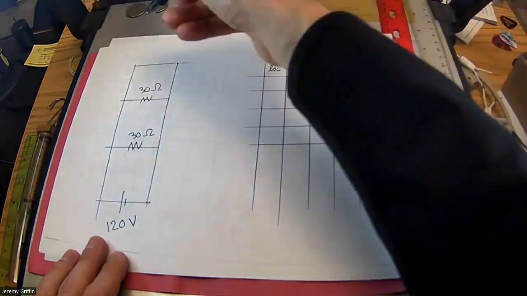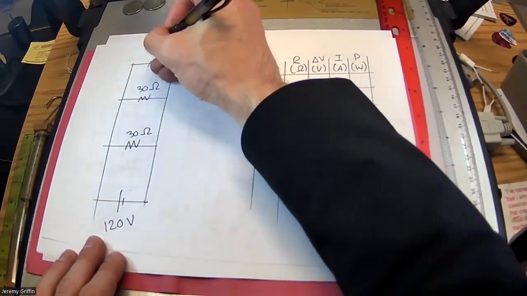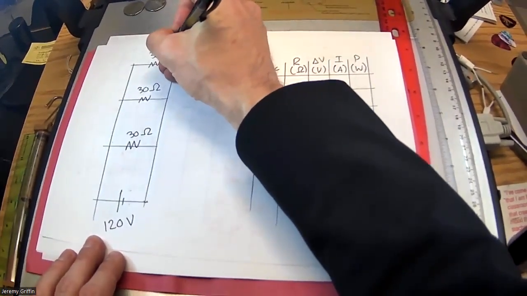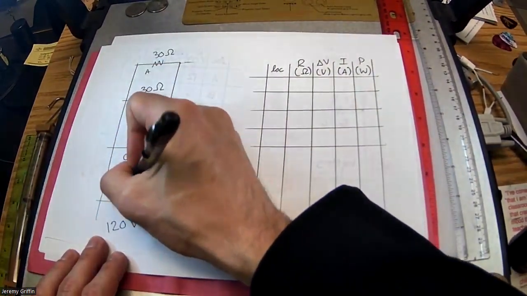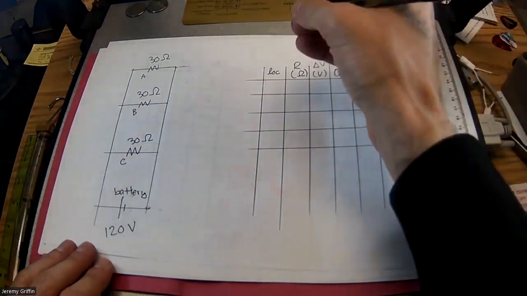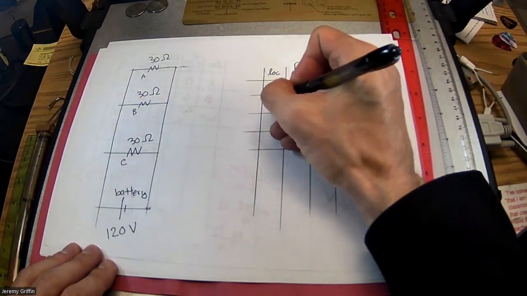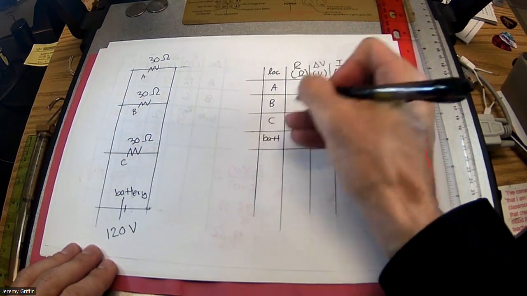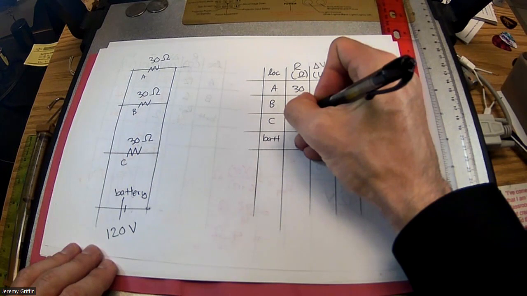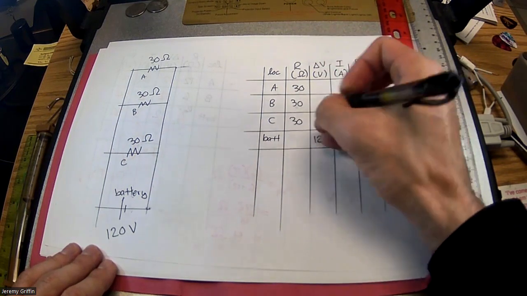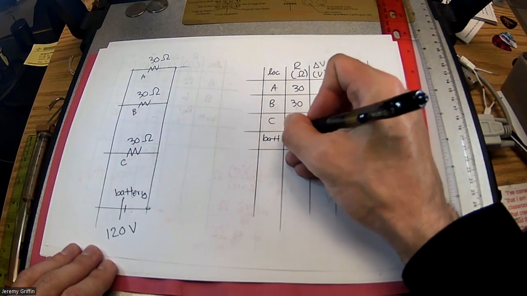Okay, now I'm going to modify this so that's not the case. Let's throw in another 30 ohm resistor right here, 30 ohms. I'll call this A, B, C, and the battery. Guys got that? So I gave you some values, so go ahead and write those in. Got 30 ohms on each one of these guys, and we got 120 volts supplied. All right, that's all the given information.